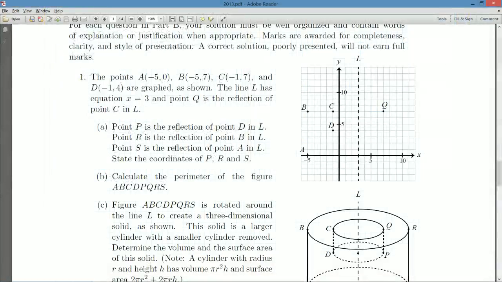State those coordinates. We could have drawn a graph and put them on here and labeled them all nice and neat, but really not necessary. So calculate the perimeter of the figure ABCD PQRS. So we're going to have to draw this anyway. So we just need to calculate the perimeter there.